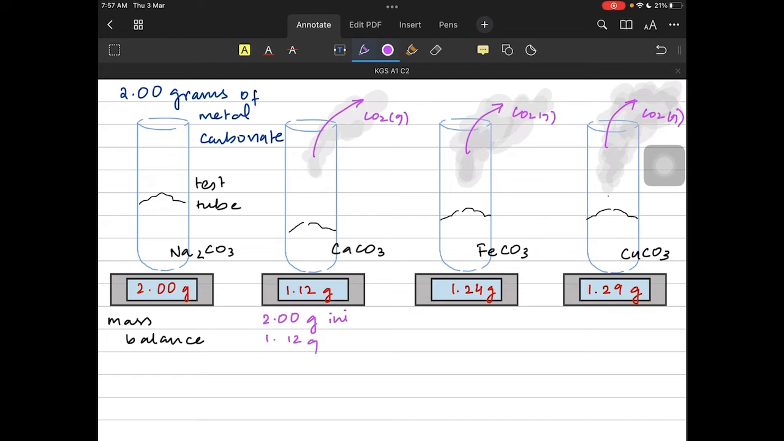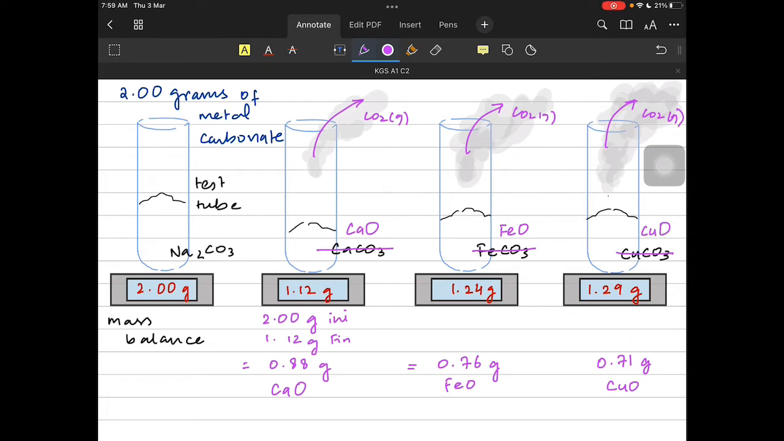For example, in the case of calcium carbonate, it is 0.88 gram escaping, and the remaining 1.12 gram is calcium oxide. In the case of iron carbonate, you can see that almost 0.76 gram escaped as carbon dioxide, and the remaining mass was iron oxide. In the case of copper carbonate, 0.71 gram carbon dioxide escaped, and the remaining mass was copper oxide.